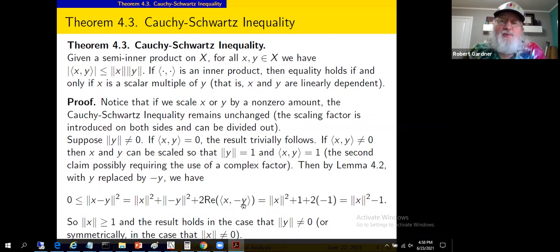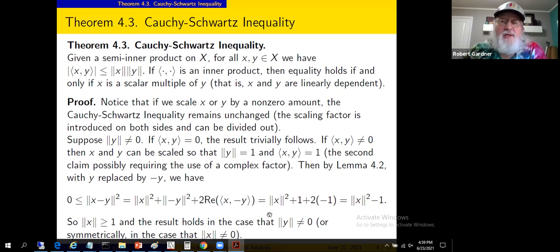The inner product of x with y, things have been scaled so that that's 1. So the real part of this inner product produces a negative 1: negative from this, which we bring outside, and then the real part of the inner product is 1 itself. So we've picked up a negative 1 there. We've got the semi-norm of x squared plus 1 plus 2 times negative 1, which is exactly what's written here. We've got the semi-norm squared of x minus 1. But that, as we observed, is greater than or equal to 0, so it must be that the norm of x is greater than or equal to 1.